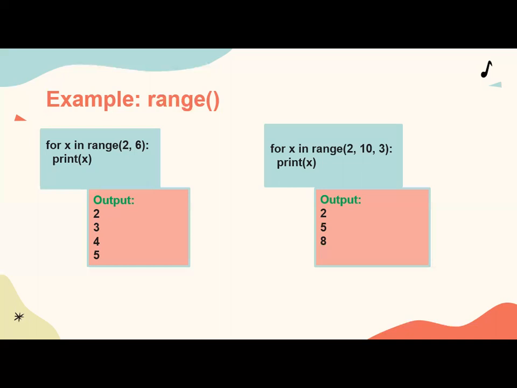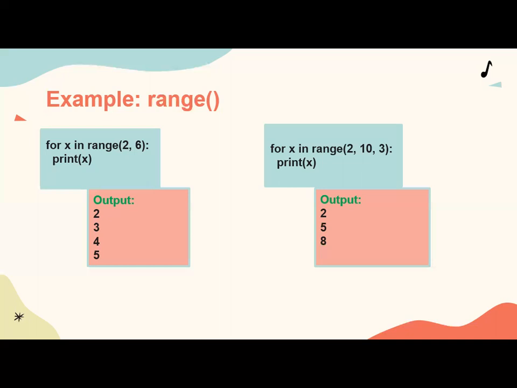Next example. The range function defaults to incrementing the sequence by 1. However, it is possible to specify the increment value by adding another parameter, otherwise called the step value. In this example, we use three values, range of 2, 10, 3. The output will be 2, 5, 8.